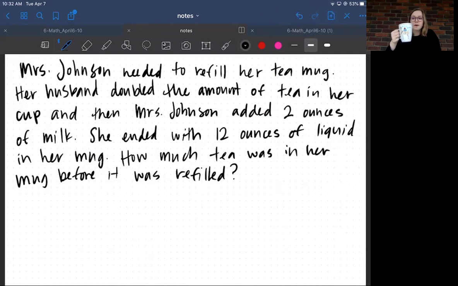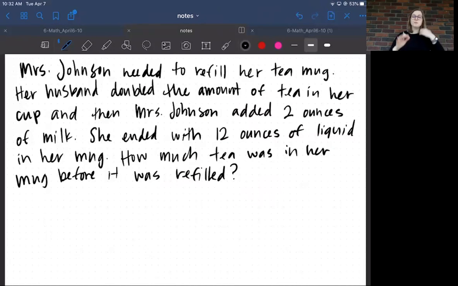So he doubled the amount of tea that was in my mug, and then I added 2 ounces of milk to it. Okay, and when I was finished, I had 12 ounces of liquid in my mug. So I want to know how much tea was in my mug before it got refilled.